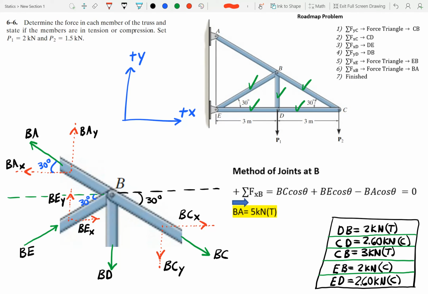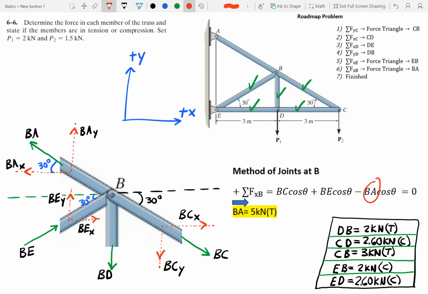First thing we're gonna do is we're gonna look at this and we're gonna go summation of forces in the x direction. First thing I do is BC cosine theta. So that's this component right here. Okay, you can see that this is pushing in the positive x direction here. Next thing I did was BE cosine theta. That is right here. Now, I'm going to subtract that by BA cosine theta, which is this guy.